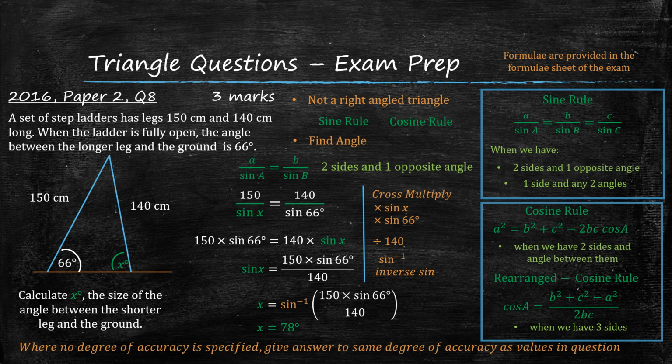Now, a note here, where no degree of accuracy is specified in the question, give your answer to the same degree of accuracy as the values in the question. So the question is not saying give your answer to 1 decimal place or 2 decimal places. So it's our choice which degree of accuracy we want to give. We can give it to the same degree as the values in the question, which is 0 decimal places, rounded to the nearest whole number. Or we can choose a different degree of accuracy, but if we do, we should state that in our answer. For example, 78.2 degrees to 1 decimal place.